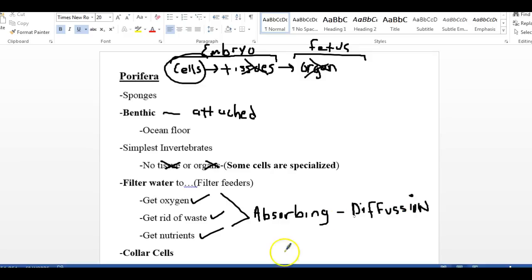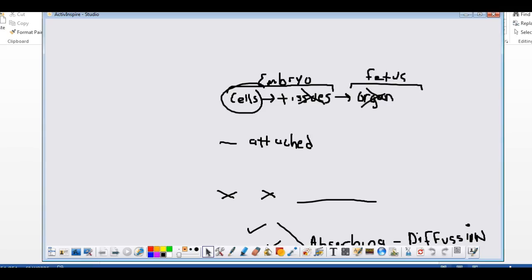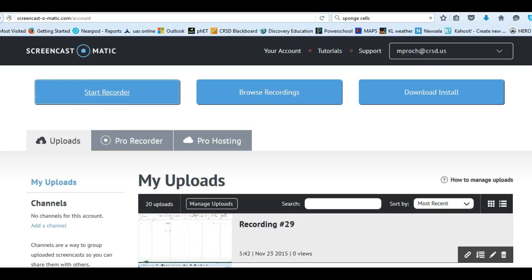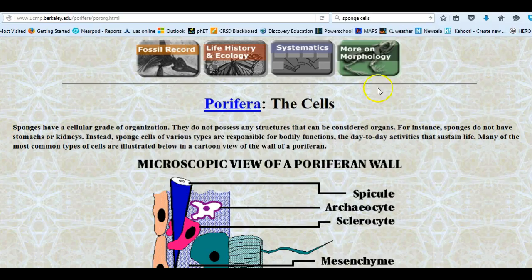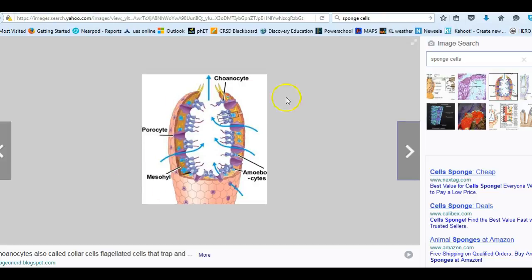Same thing with food. So there are some specialized cells that we're talking about, and the one we really want to talk about is collar cells. But before we do that, I want to show you a picture here of what these things look like. Got a couple for you. So we'll start right here. Here's a picture of a sponge.